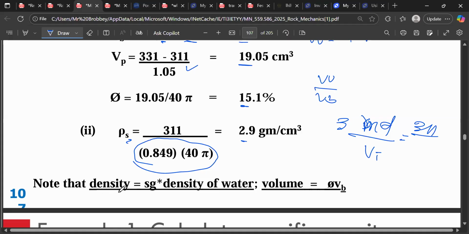So note that density is equal to specific gravity times the density of water. And please, Bright, are you seeing it here? Note that density is equal to specific gravity.